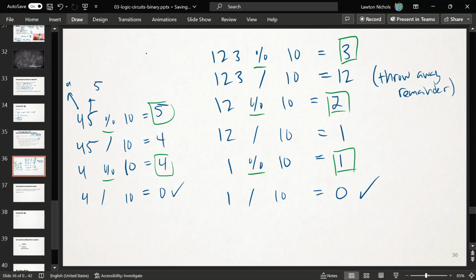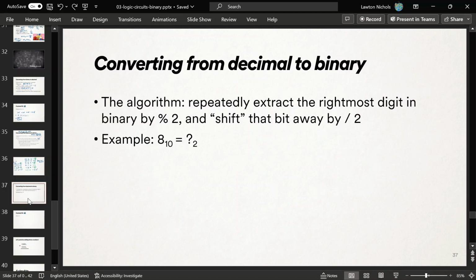So what if I told you that this works for binary, converting a decimal number to binary? Do you see where the decimalness is in this algorithm? I think it's right here. I'm doing everything with 10s. If I replace these 10s with 2s, I will get a binary number as a result. I will extract binary digits. I'll extract bits rather than decimal digits.